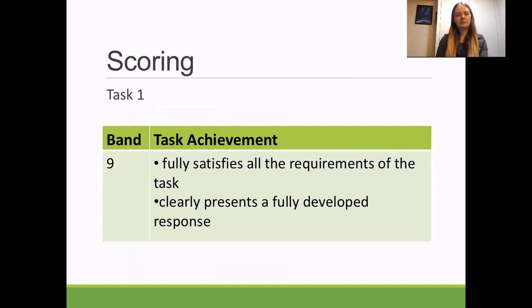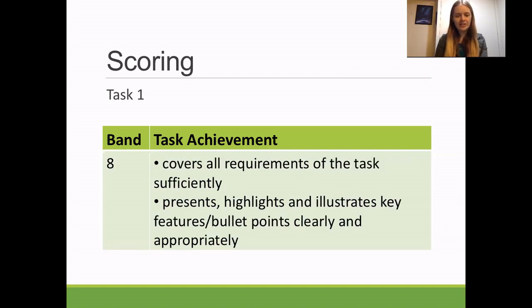The scoring system is a score from 0 to 9. 9 is the top score that you can get for each section. And I want to talk to you about what that perfect score would be like. If you wanted to get a perfect score for this task, then you would have to fully satisfy all of the requirements of the task and clearly present a fully developed response. So to get that score of 9, you have to really fully answer all of the requirements that are listed in the task, and you have to be clear and give a very fully developed response.